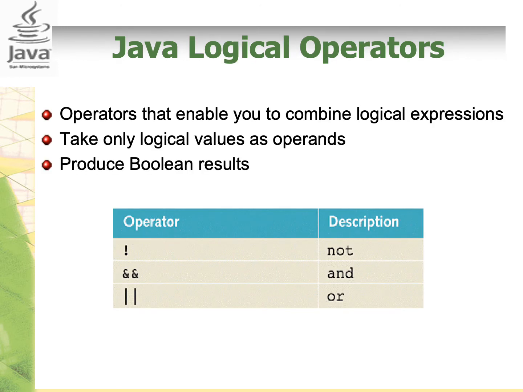Now, let's look at logical operators. These are operators that enable you to combine logical expressions. The operators take only logical values as operands, and similarly, they produce Boolean results. We have the exclamation mark to mean NOT, double ampersand to mean AND, and double bar to mean OR. We will now look at each of these operators.